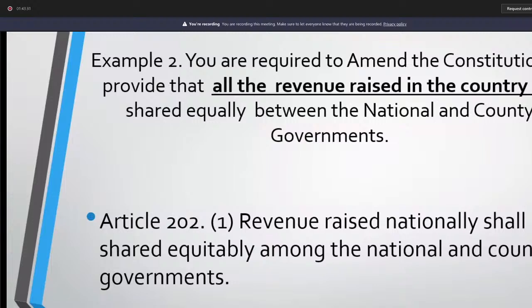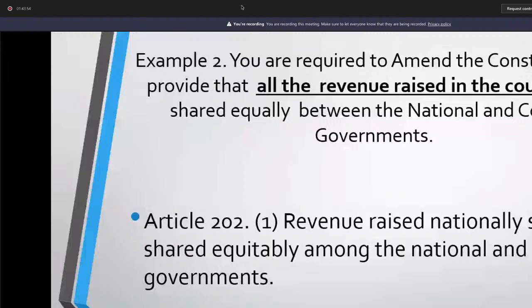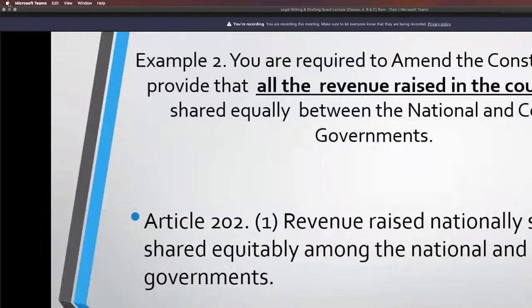That means we want revenue raised in our several counties to be put together with revenue raised by the national government into the consolidated fund, and then it's divided equally between the national and county government. We are saying, for instance, that now we have revenue raised from 47 counties put into a consolidated fund, revenue raised nationally put in the consolidated fund, then take 50%, give to the counties, 50% leave for the national government. So you see, your requirements, the instructions from your client are different. This one is asking you to do revenue raising in the country.